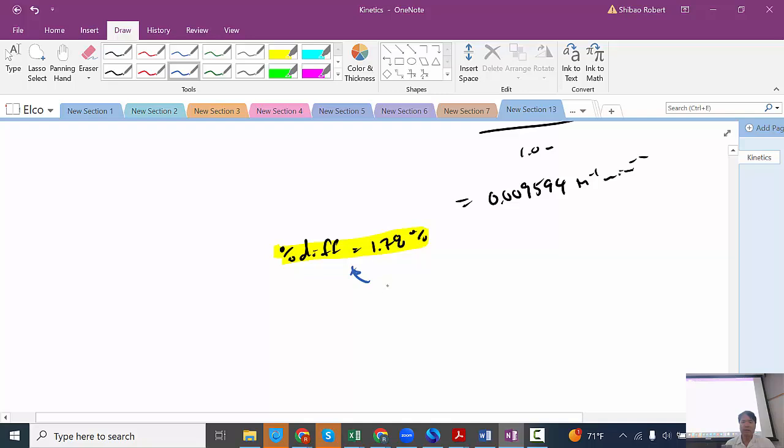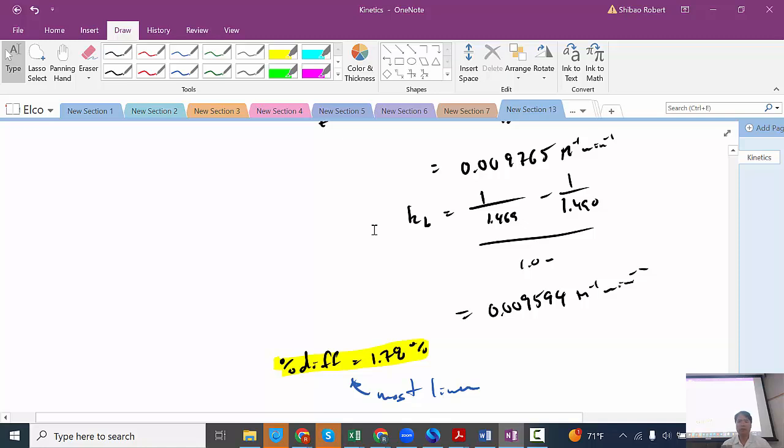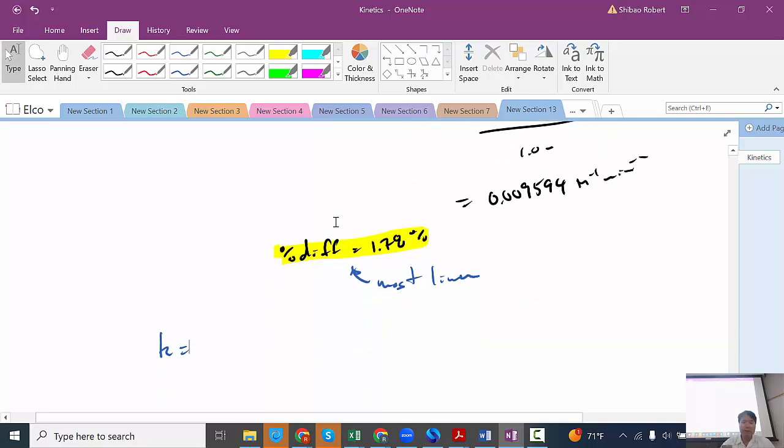Between the slopes of the segments, the best slope is just going to be the average of these two, because of the random fluctuations, we collect as much data as possible and average it. And so we're going to go 0.09765 plus 0.009594, divided by 2. And we get 0.0967.